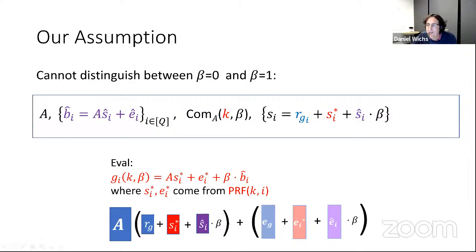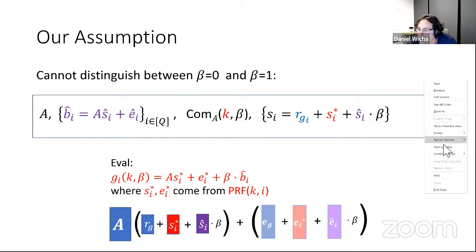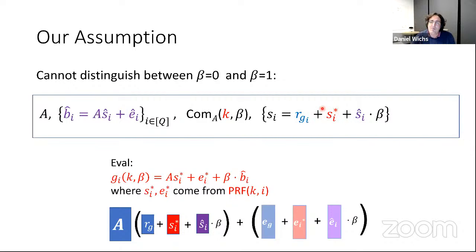So you can see that there's this pseudorandom value s_i star. And the hope is that this s_i star, which is the output of a PRF, is hiding any sensitive information that might be contained in the r_gi and the beta value here. It doesn't let you tell if beta is 0 or 1, and also hides the sensitive information r_gi that depends on the committed randomness.